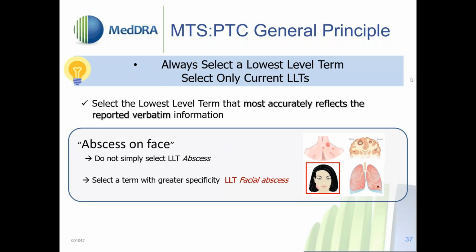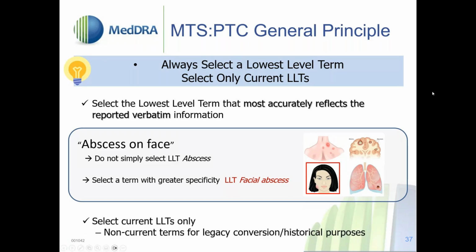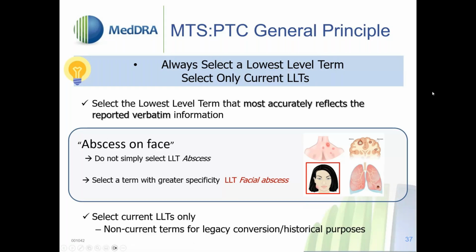What that hint tells you is that when you're looking in the search field within MedDRA, try to use roots of words. So if you put abscess and FAC, you'll be able to pull up facial. But if you put abscess and face, you won't be able to pull up facial abscess. So just as a hint. And of course, a reminder that non-current LLTs are mainly for legacy conversion and historical purposes. They are not to be used for coding.